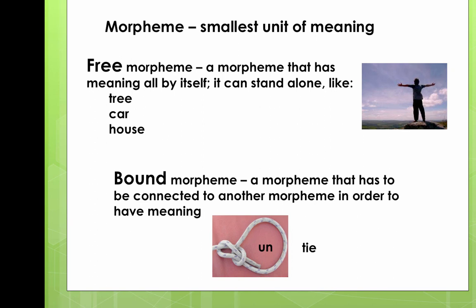So here's another one, morpheme. Morpheme is the smallest unit of meaning. And we have two different kinds, a free morpheme and a bound morpheme. A free morpheme is a morpheme that has meaning all by itself. It can stand alone, like tree or car or house. And a bound morpheme is one that has to be connected to another morpheme in order to have meaning. The example given here is un. Un is a bound morpheme. It has to go with a free morpheme, untie.